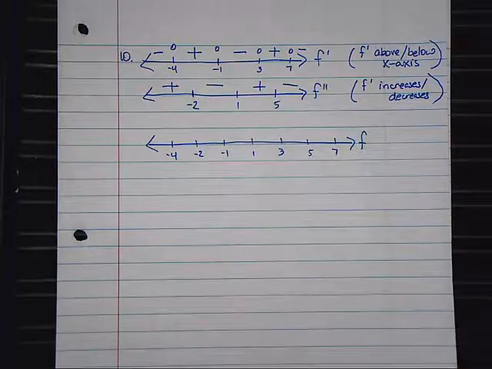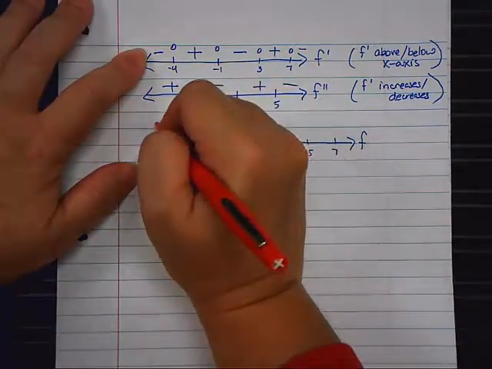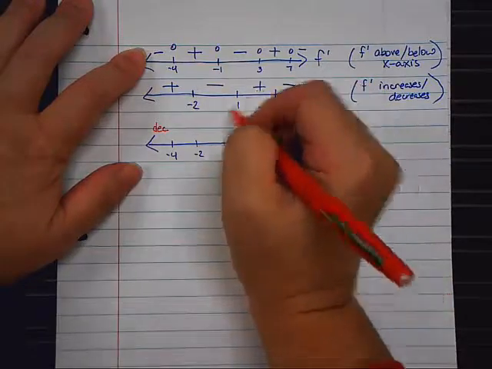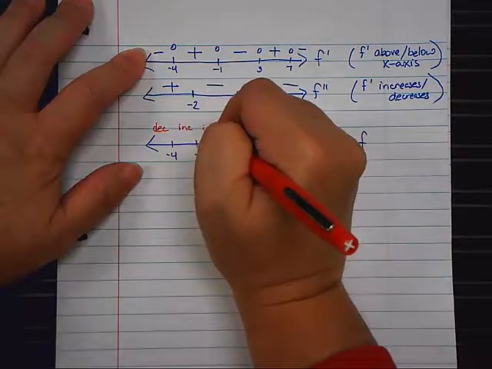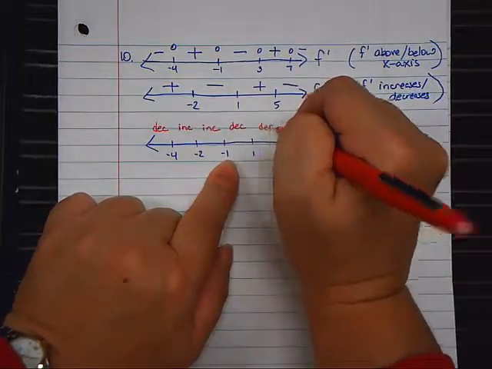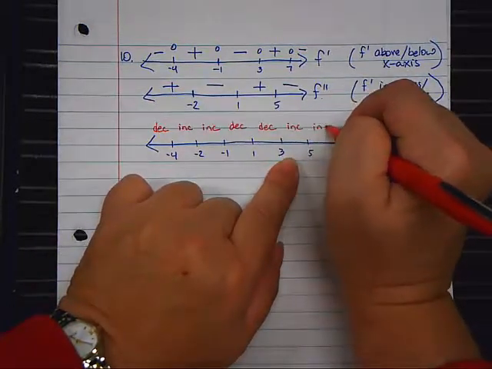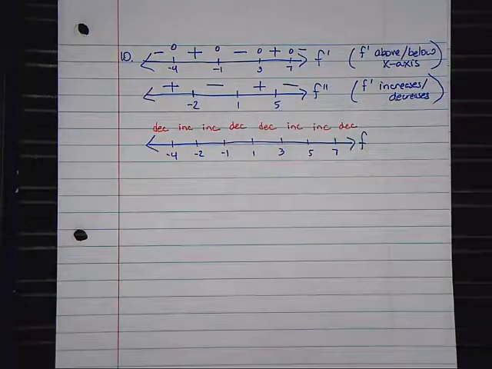All right, let's finish this up. First one is decreasing to -4, then 2 increasings to -1, then decreasing to 3, then increasing to 7, and then decreasing after that. I'll stop and let you catch up. Decrease, 2 increases, 2 decreases, 2 increases, and a decrease. If you're already done with that, keep going.